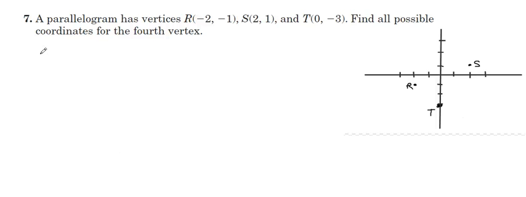Hello everybody. Here we're going to tackle a very interesting problem where we have 3 points plotted on a coordinate plane and we're supposed to find a fourth vertex to make a parallelogram RSTU. Now we know that R is at -2, -1, S is at right 2, up 1, and T is at 0, -3.